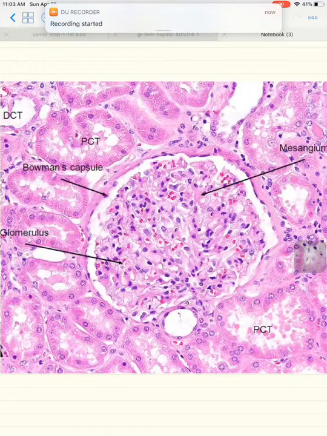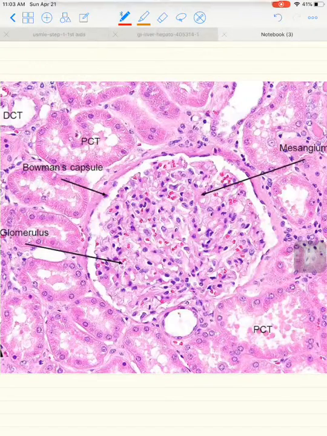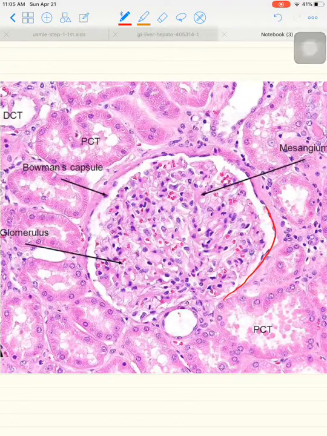Hi friends, today we are going to discuss the histological image of the renal corpuscle and renal tubular system. So let's begin. Here we have the histological image, microscopically, of the renal corpuscle. The renal corpuscle comprises the glomerular tuft and the Bowman's capsule. This is the Bowman's capsule, and they make a space.